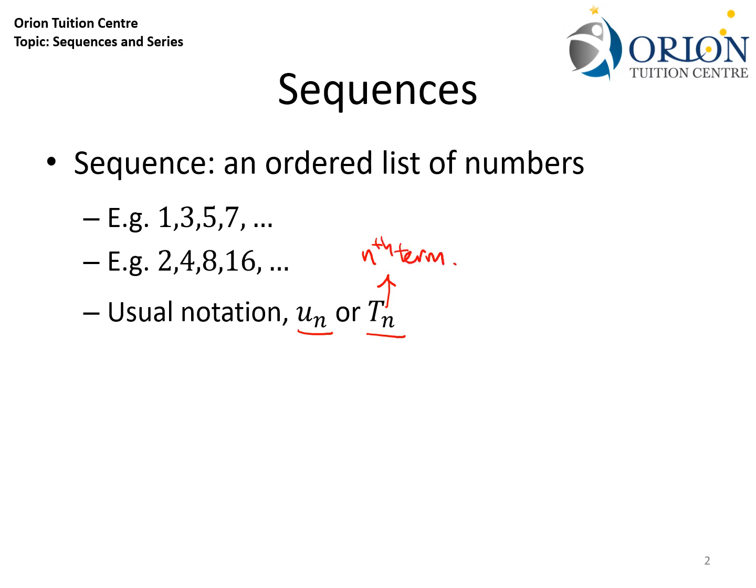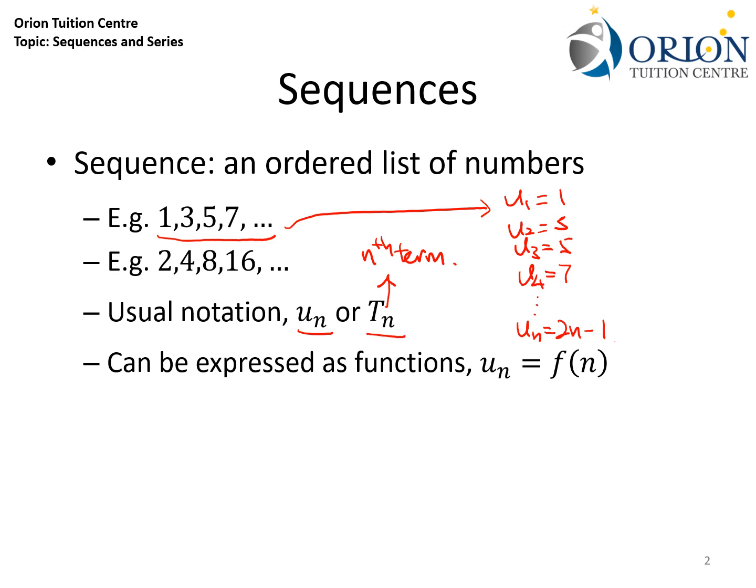of the sequence. So for example, in this sequence of odd numbers, we will have U1 equals 1, U2 equals 3, U3 equals 5, U4 equals 7, and so on. And we can show that eventually Un will be equal to 2n minus 1. And thus, we can express the nth term of any sequence as a function of n.